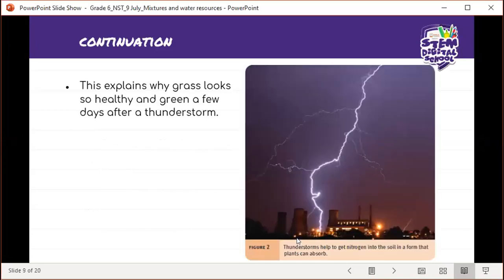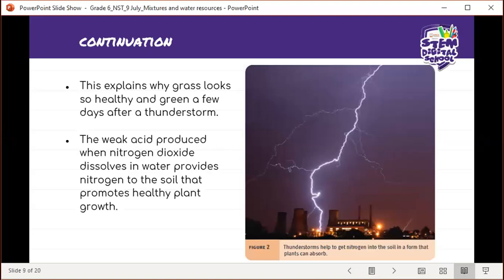All right. So guys, again, remember, as we said, that the weak acid produced when nitrogen dioxide dissolves in water provides nitrogen to the soil, which promotes healthy plant growth. So that is important for you guys to note that the nitrogen in soil promotes healthy plant growth. Okay, so can I move on to the next slide? Just press the yes for me so that we can, all right, beautiful, thank you very much.